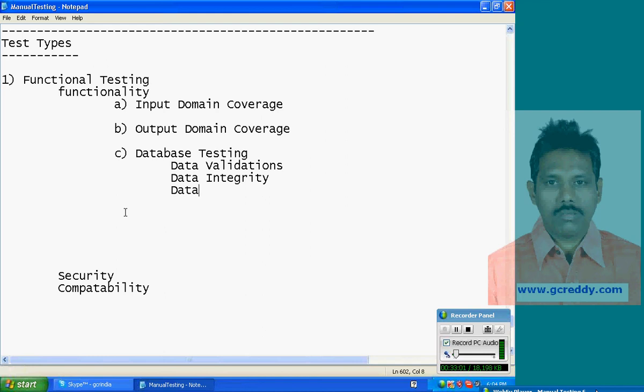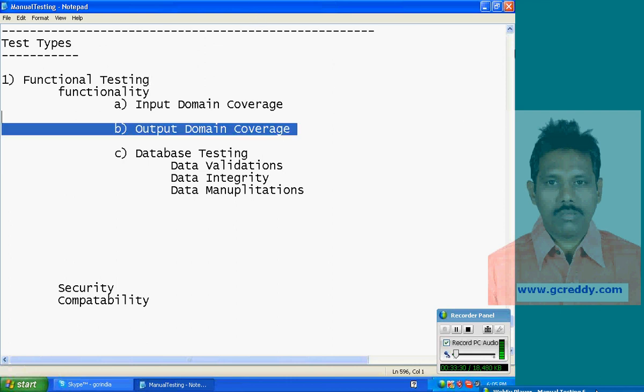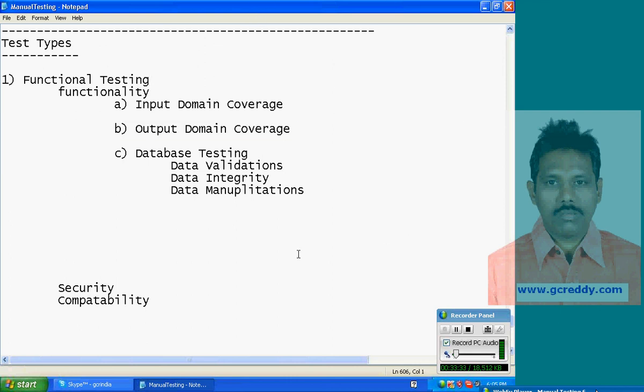Next, data manipulations. What is data manipulations? Tell me, Priyanka. Changing the value of the data. Changing the value of the data. Data manipulations. What is data manipulations? Can you tell me, Lalita?